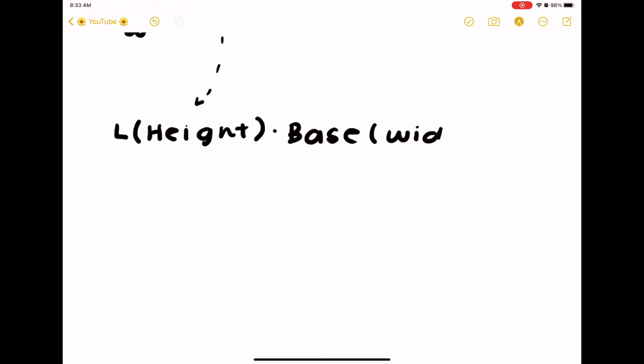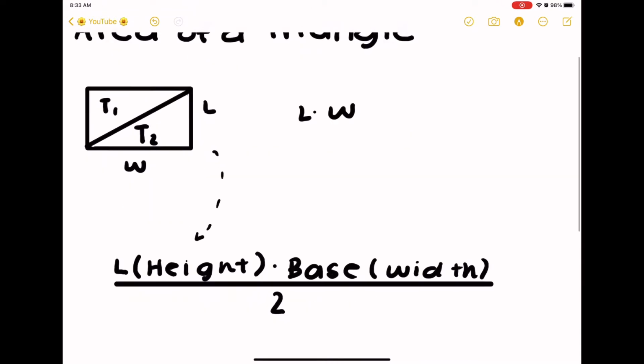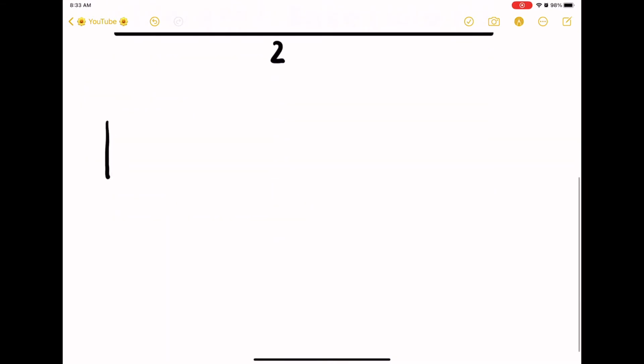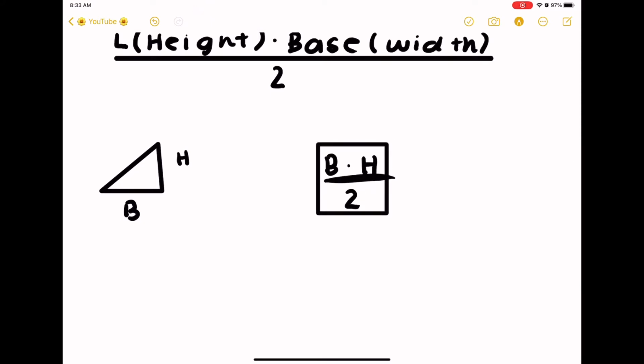Now, but then you'll have to divide it by 2 because the triangle is only half of the rectangle. So essentially, to put this in simpler words, you're going to take the base and height, and then you're going to divide it by 2 or multiply it by 1/2. So that is our formula that we'll be using on all of these problems.